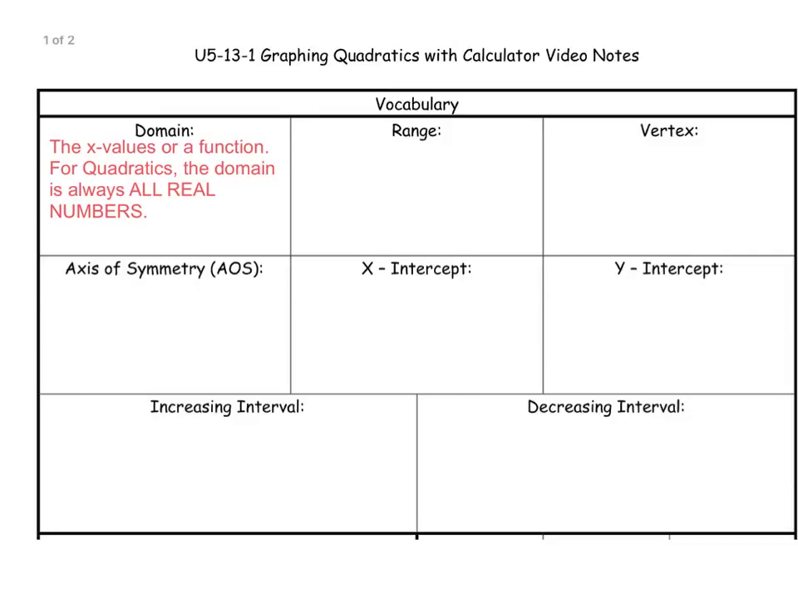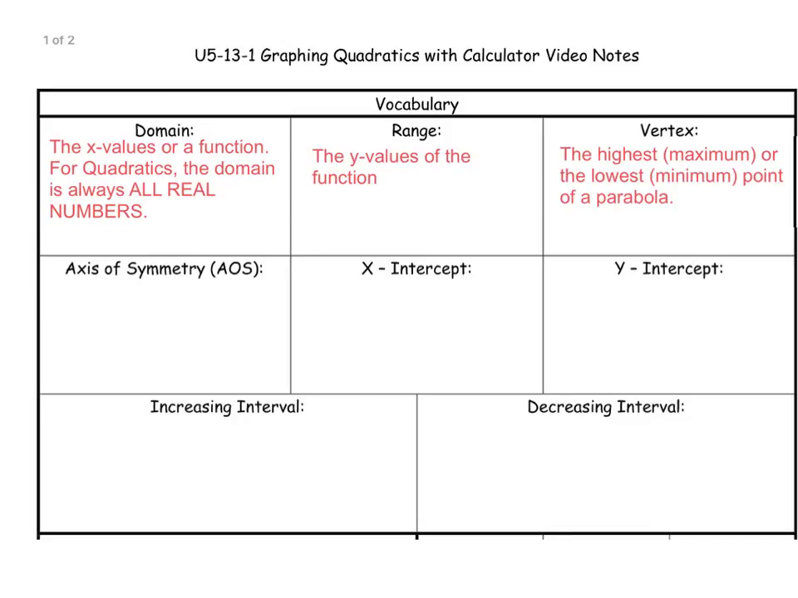Okay, next we want to take a look at the range of a function. So if the domain is the x values, the range is the y values of the function. Okay, next is the vertex. And the vertex is the highest or lowest point of a parabola, and this is what we use to refer to as the minimum and the maximum.